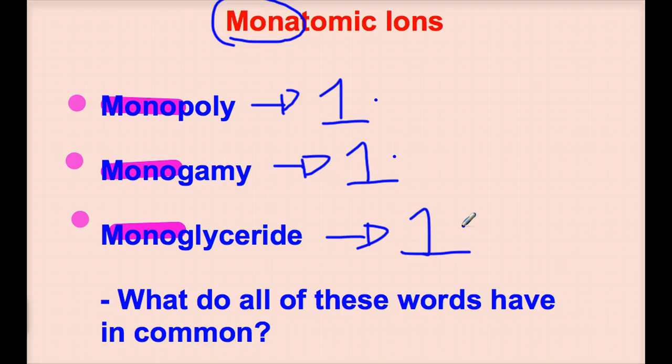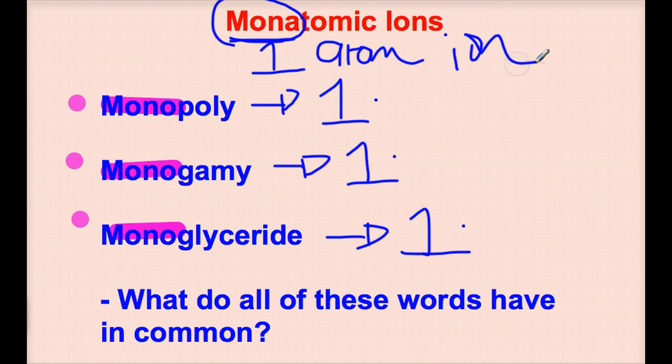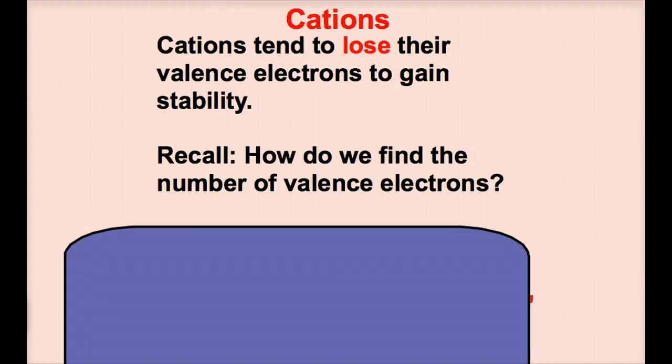So a monatomic ion is a one atom ion, right? One for mono, atomic is atom, ion. These are the ones that we've been using. You've learned about cations and anions, but it's these monatomic ions that we have been using these past couple of weeks. Just as a reminder, cations tend to lose their valence electrons so that they can gain stability, right? And remember, the key thing about stability is we're trying to become very similar to a noble gas.